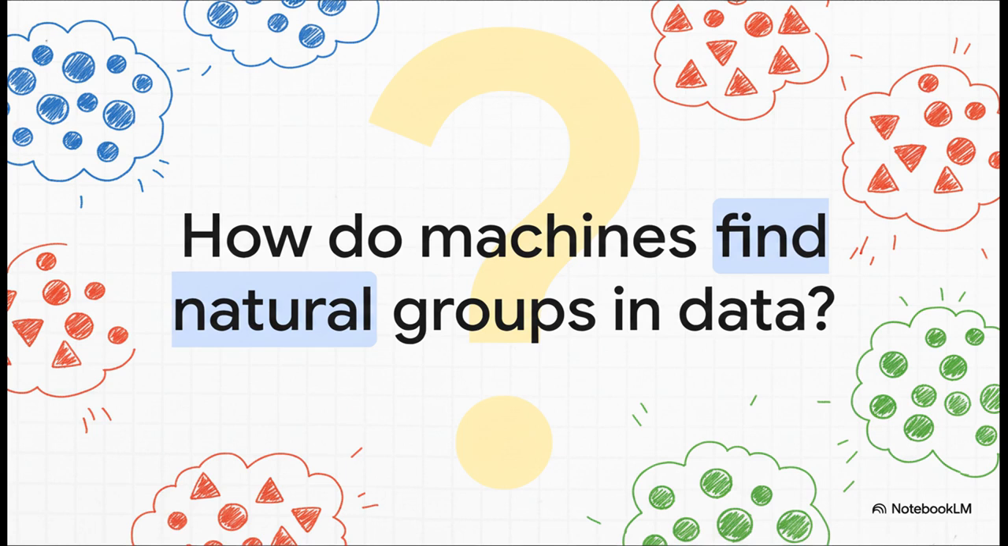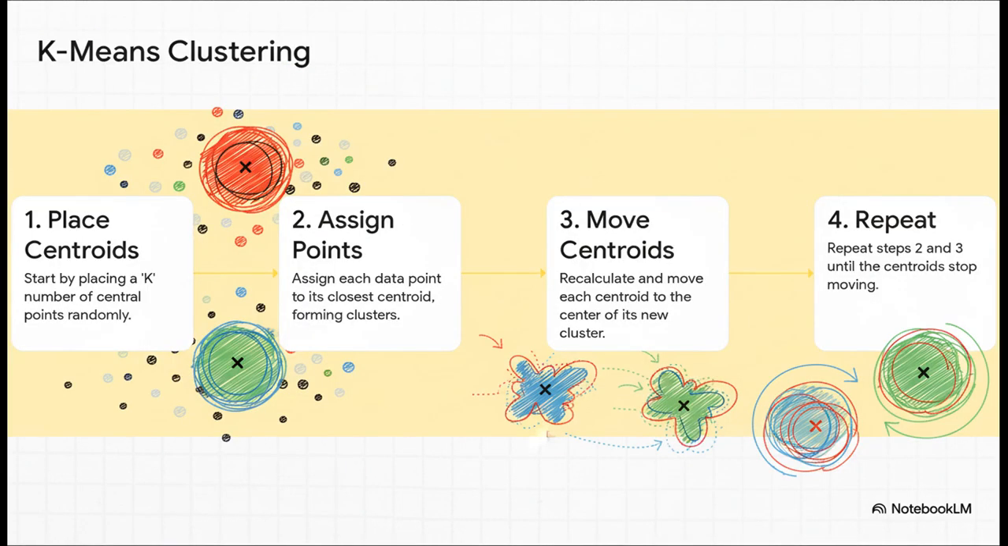They aren't telling the machine what to look for, they're asking it to find those groups on its own. And this process is just brilliant. There's an algorithm called k-means, and here's how it works.